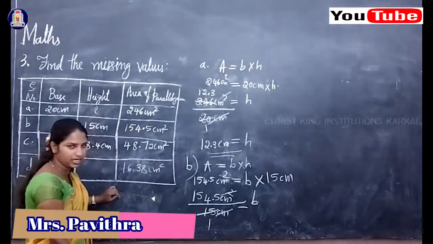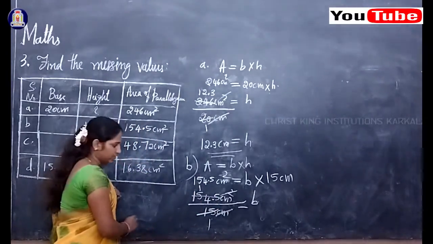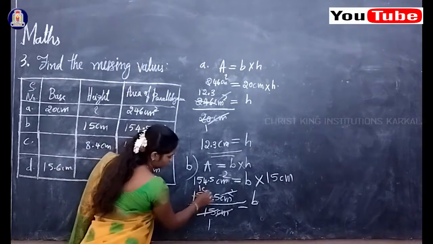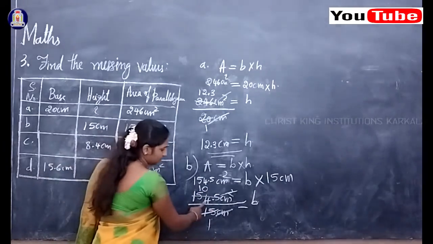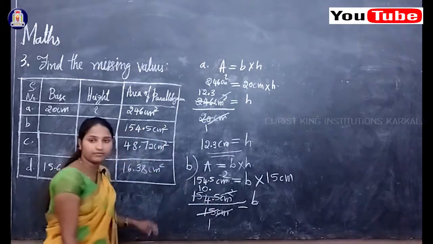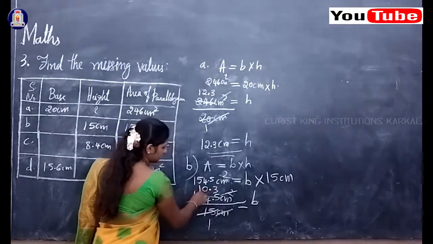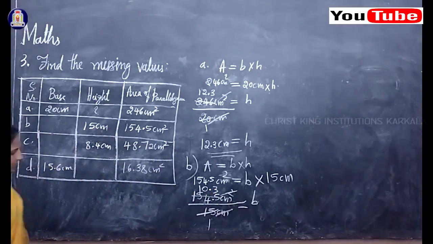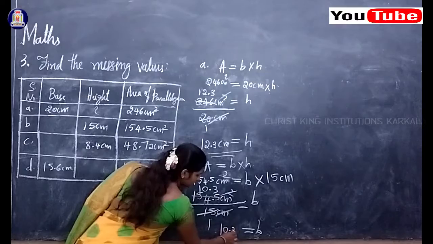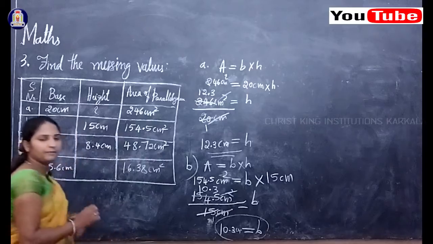15 ones are 15, 15 ones are 15. So what is remaining here? 4. Does 15 divide 4? No, so you have to take a 0, and this will become 40. And a decimal point is there, so that will become 45. 15 threes are 45. Therefore the answer, the base of the parallelogram, is 10.3 centimeter. Clear?